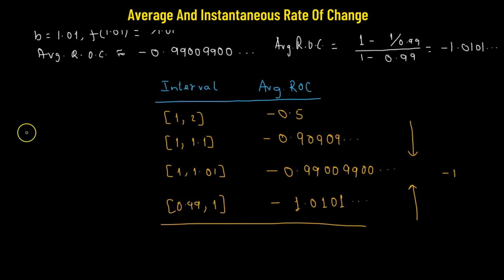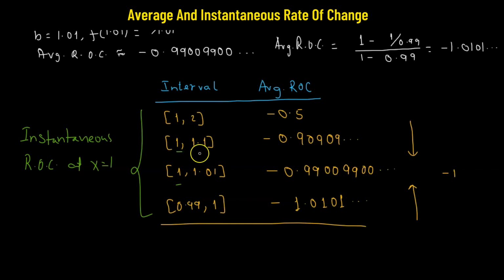So this is the average rate of change, but the instantaneous is slightly different. The instantaneous rate of change is at x equals 1. That means when x approaches the value 1, our instantaneous rate of change is going to approach the value negative 1. So this is the instantaneous rate of change. Let's go to the next problem.